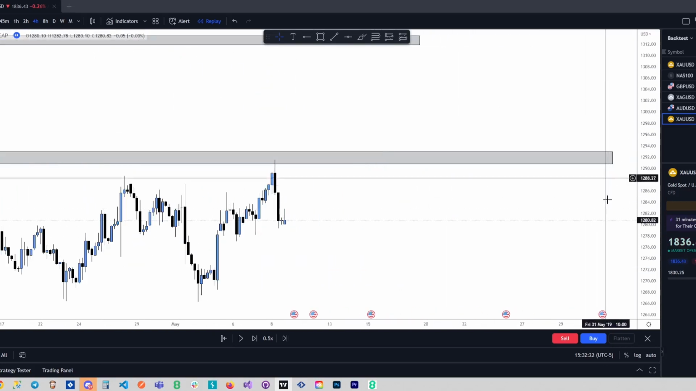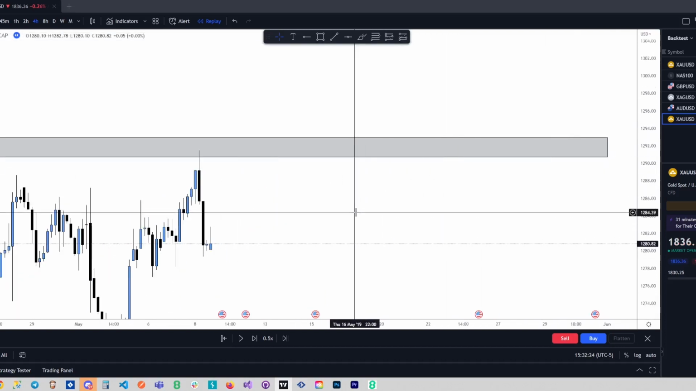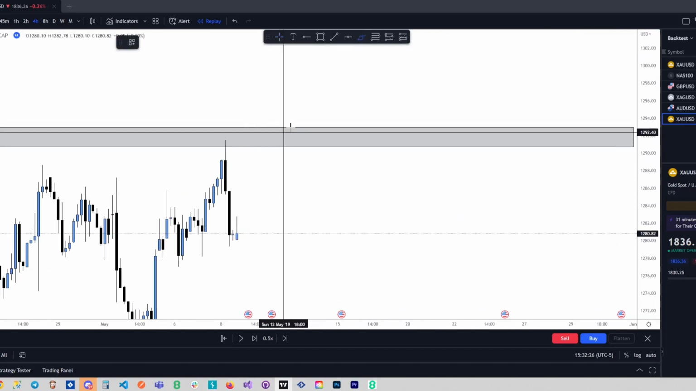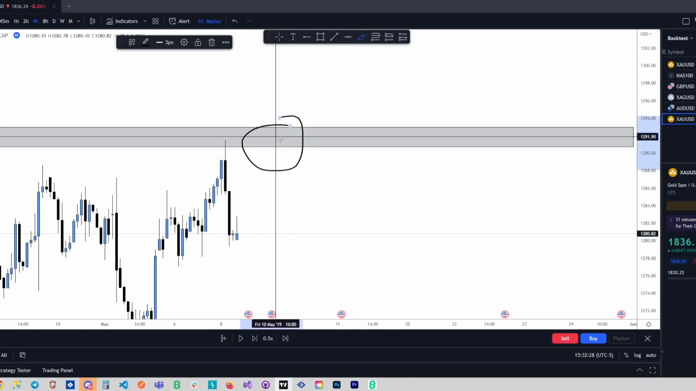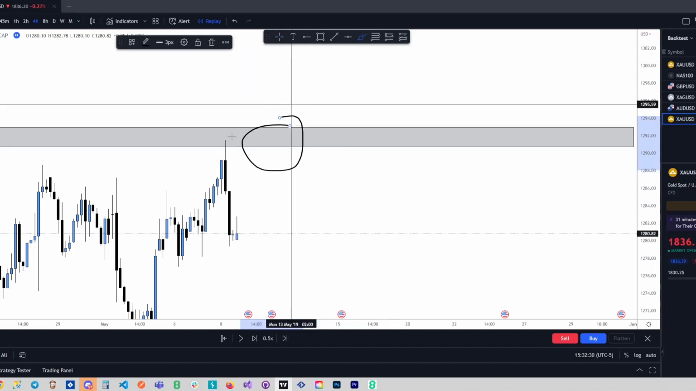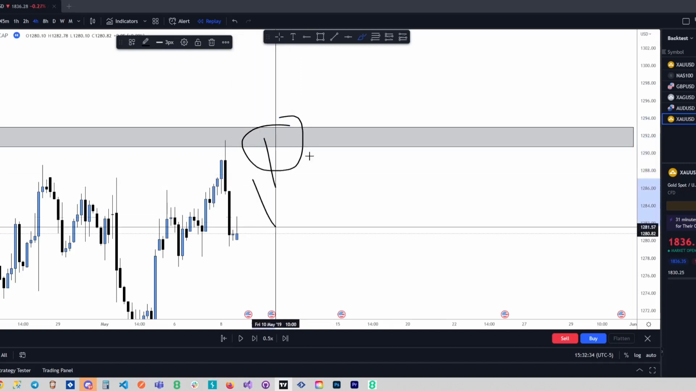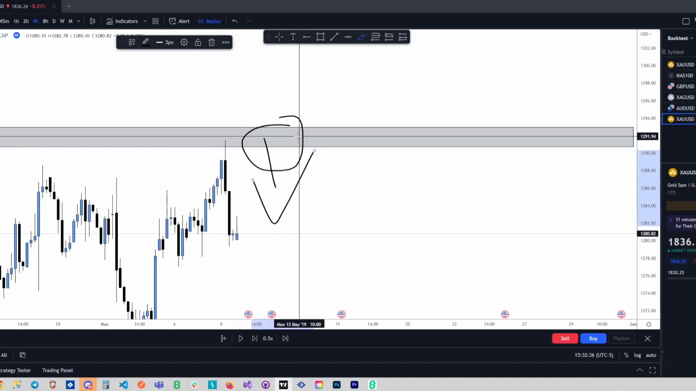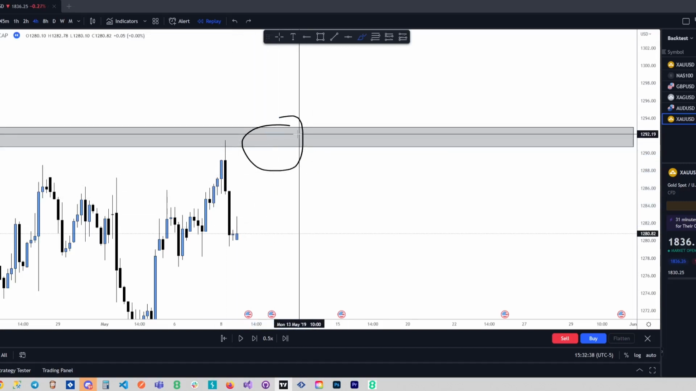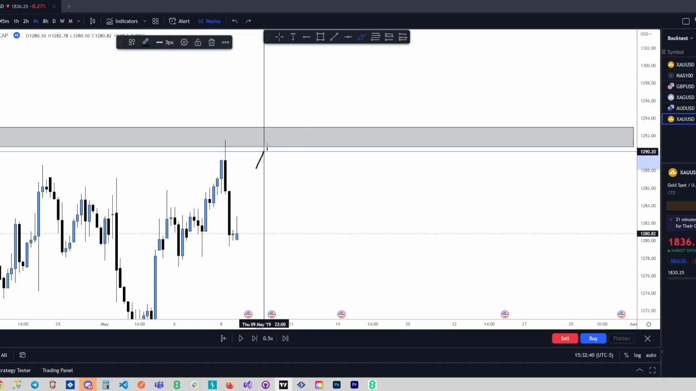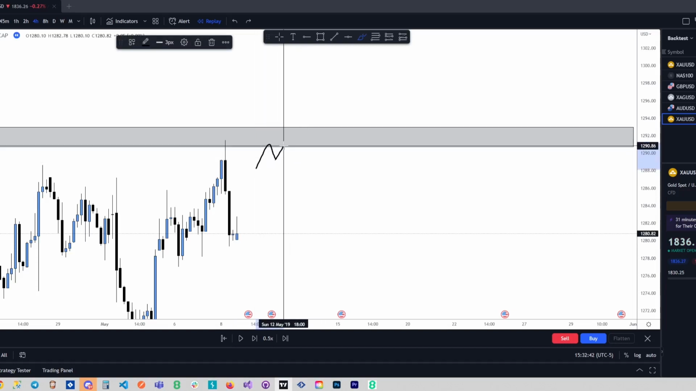Now here's a mistake that a lot of people make. Let me show you guys one thing. As soon as price gets to a resistance level or support level, in this case a resistance level, they just hit the sell button as if price has to sell. It's not the case. What you want to do is wait for price to create some kind of structure in that area.